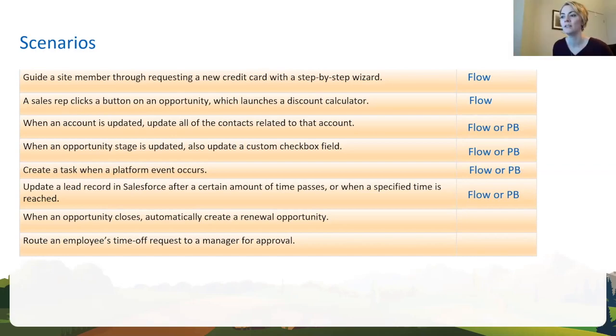When an opportunity closes, automatically create a renewal opportunity. Both. Oh, just Flow. Why would you not be able to do that in Process Builder? If you have opportunity contacts or opportunity products that you want to relate to that opportunity and copy them over, you definitely can't do that in Process Builder. Cross object, that makes sense. That's my thinking behind that.